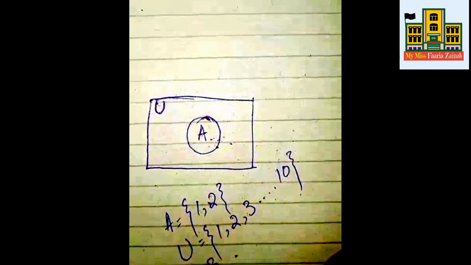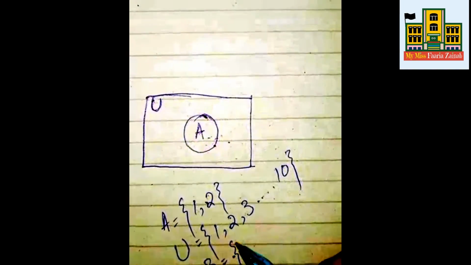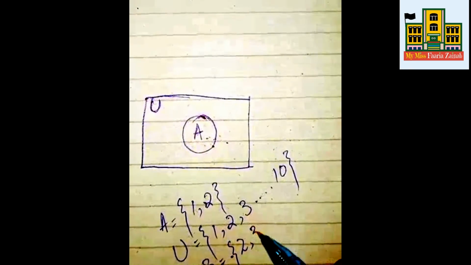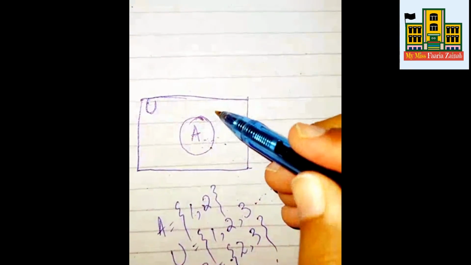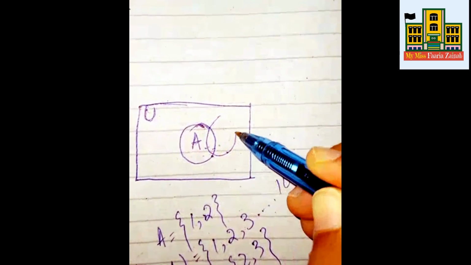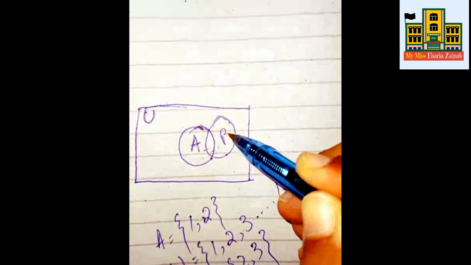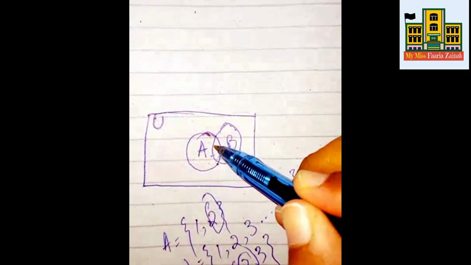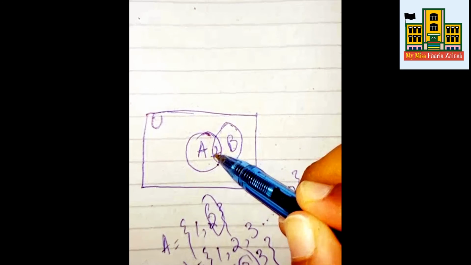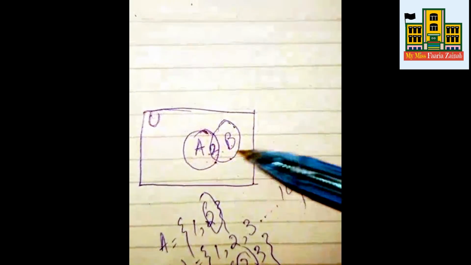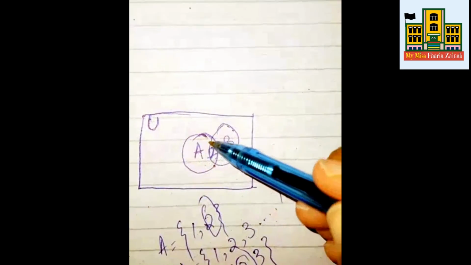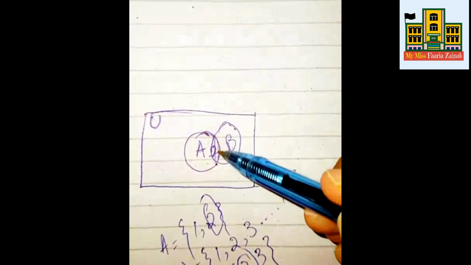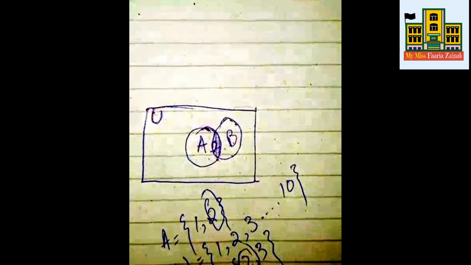When we take another set B, that is {2, 3}, we will draw a set B here. Here we can say that only 2 is a member which is present both in A and B. So 2 can be present in between A and B. This means that A and B are overlapping with each other.